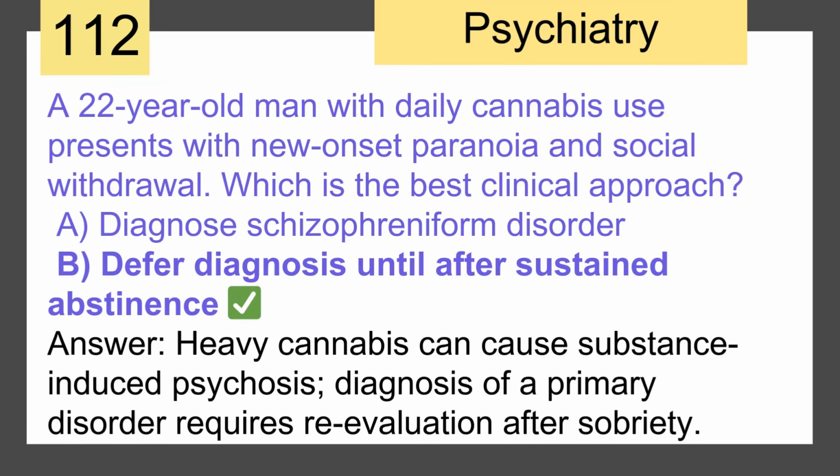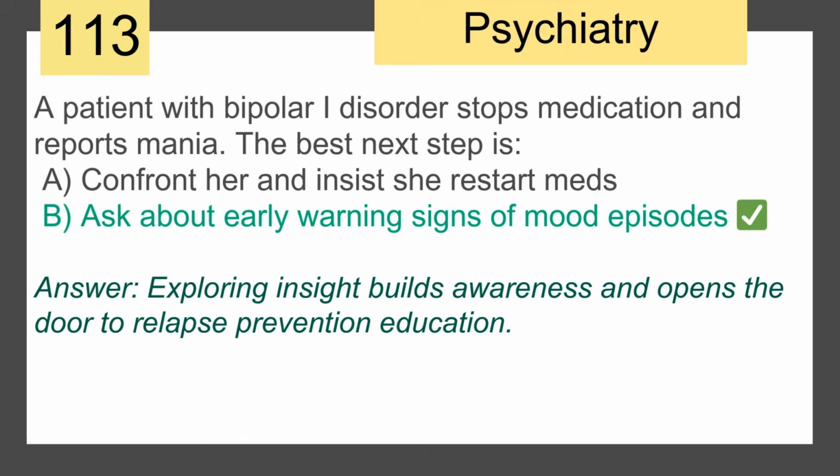Question 112. A 22-year-old man with daily cannabis use presents with new onset paranoia and social withdrawal. Which is the best clinical approach? So before we diagnose a condition, we of course have to defer any diagnosis giving until after we get abstinence. Cannabis or other drugs can cause substance-induced psychosis, so we can't diagnose them yet. Question 113. A patient with bipolar 1 disorder stops medication and reports mania.